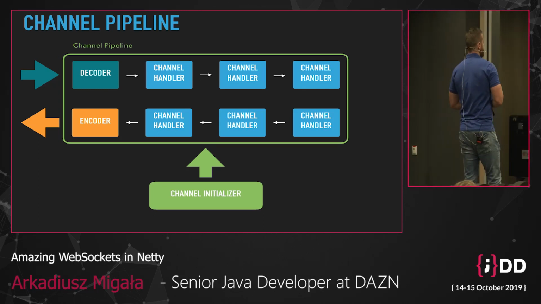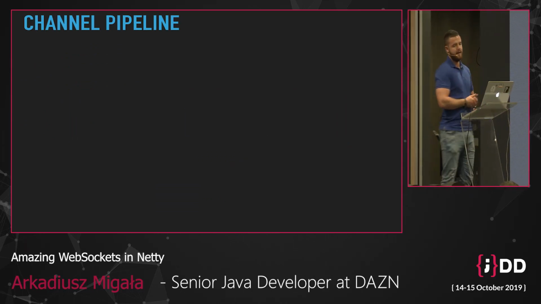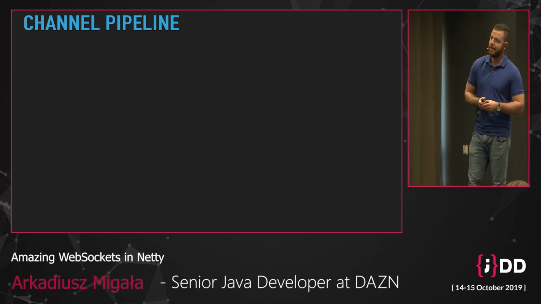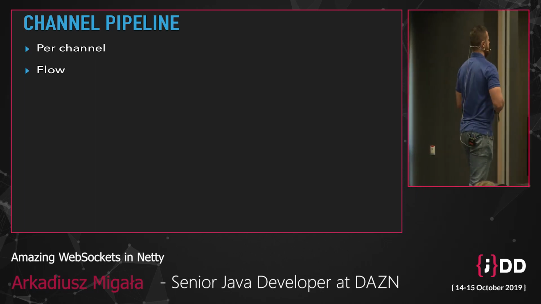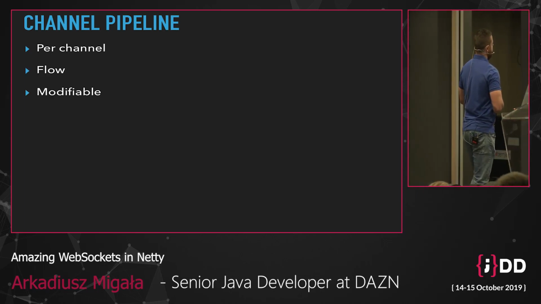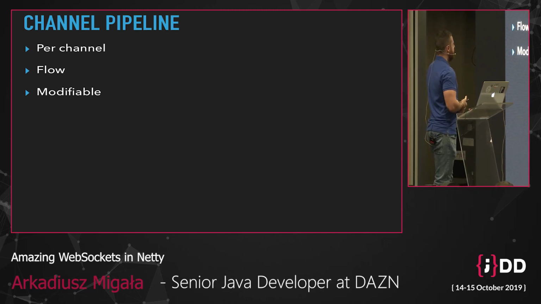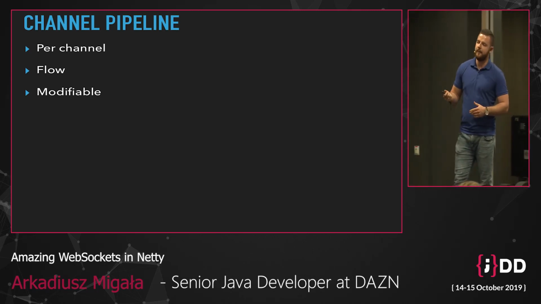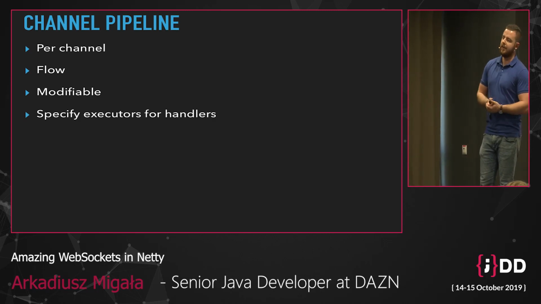Each channel will have its own pipeline. It will give us interesting stuff that we will talk about later. The channel pipeline also represents the flow that an event needs to take. And because each channel has its own pipeline, we can modify the pipeline. More than that, we can modify it dynamically, so during some operations in a handler.